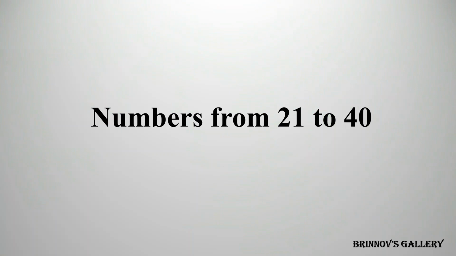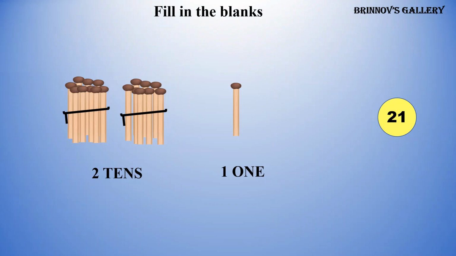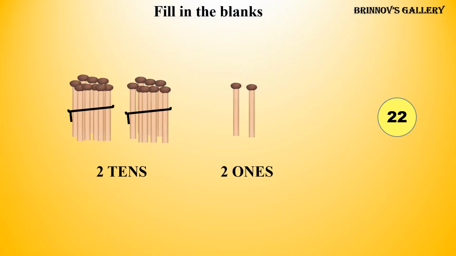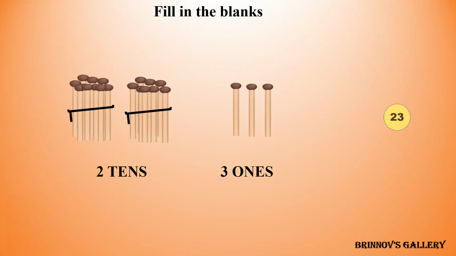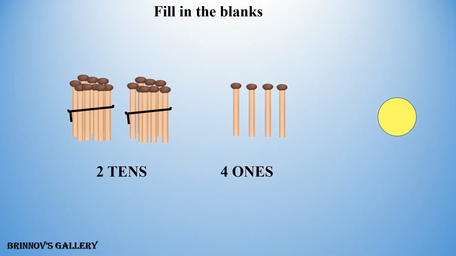Numbers from 21 to 40. 2 tens, 1 one, 21. 2 tens, 2 ones, 22. 2 tens, 3 ones, 23. 2 tens, 4 ones, 24.